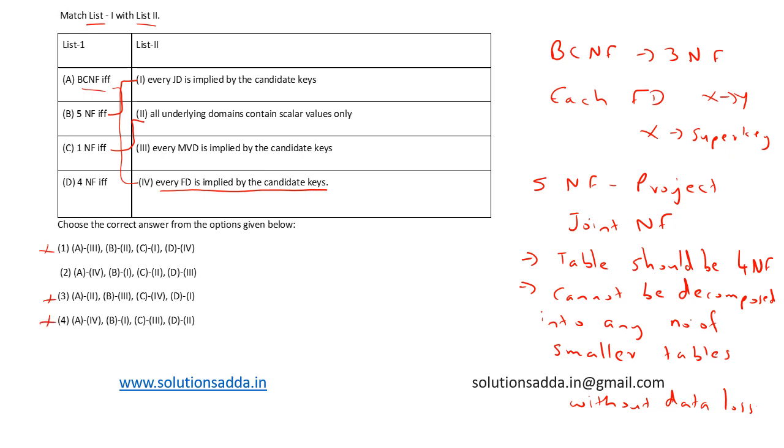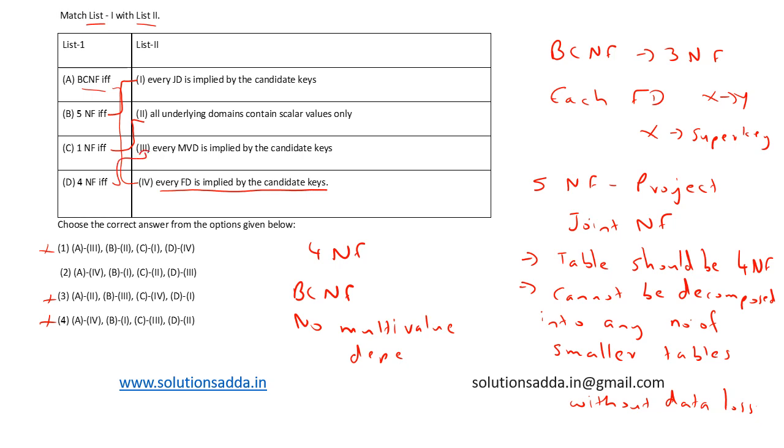4NF. Basically, a table is in 4NF when it is in BCNF and there are no multi-valued dependencies. So for 4NF, the ideal condition is that it should be in BCNF, then no multi-valued dependency. In this normal form, we ensure that the semantics of storing group data is maintained by removing any dependencies of the set of values. Therefore, every multi-valued dependency is implied by the candidate keys. So 4NF maps to 3.